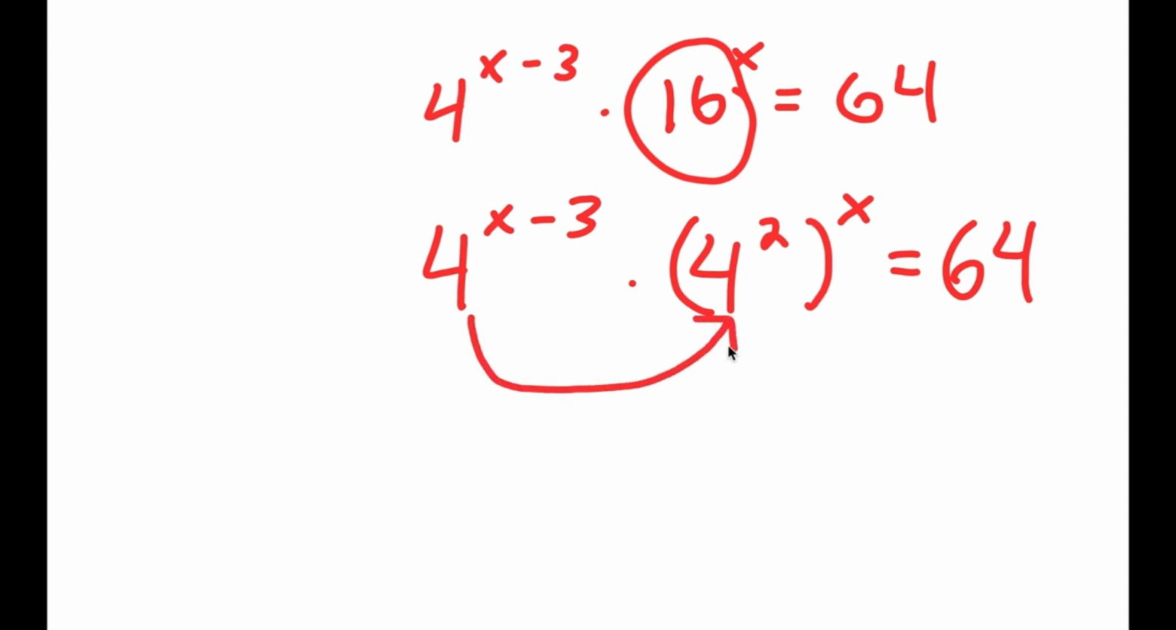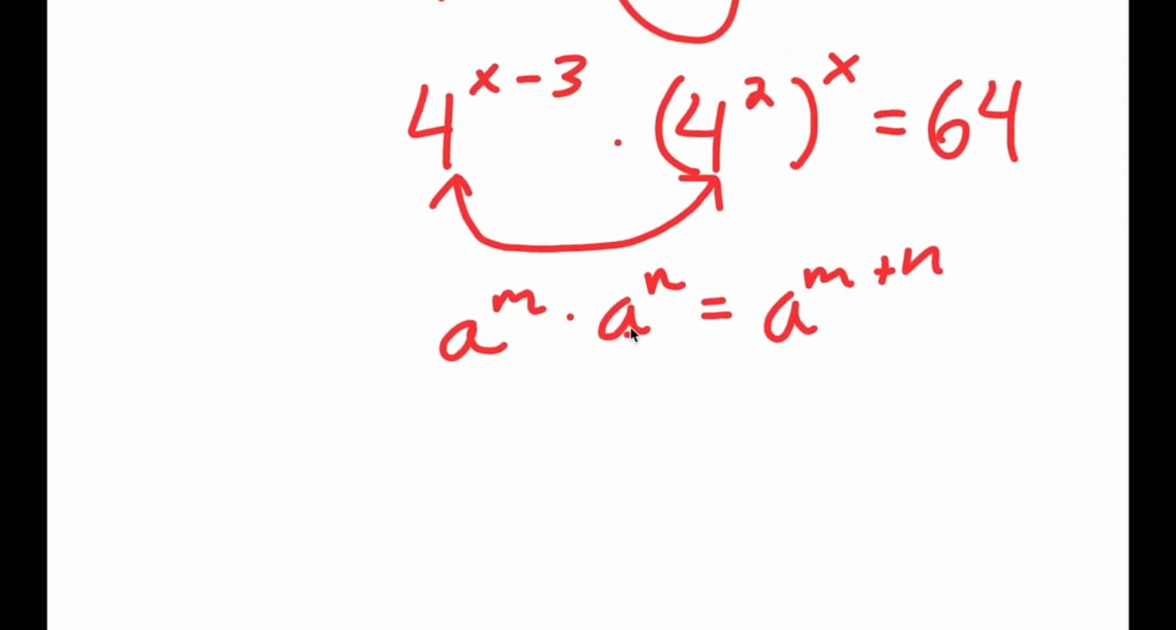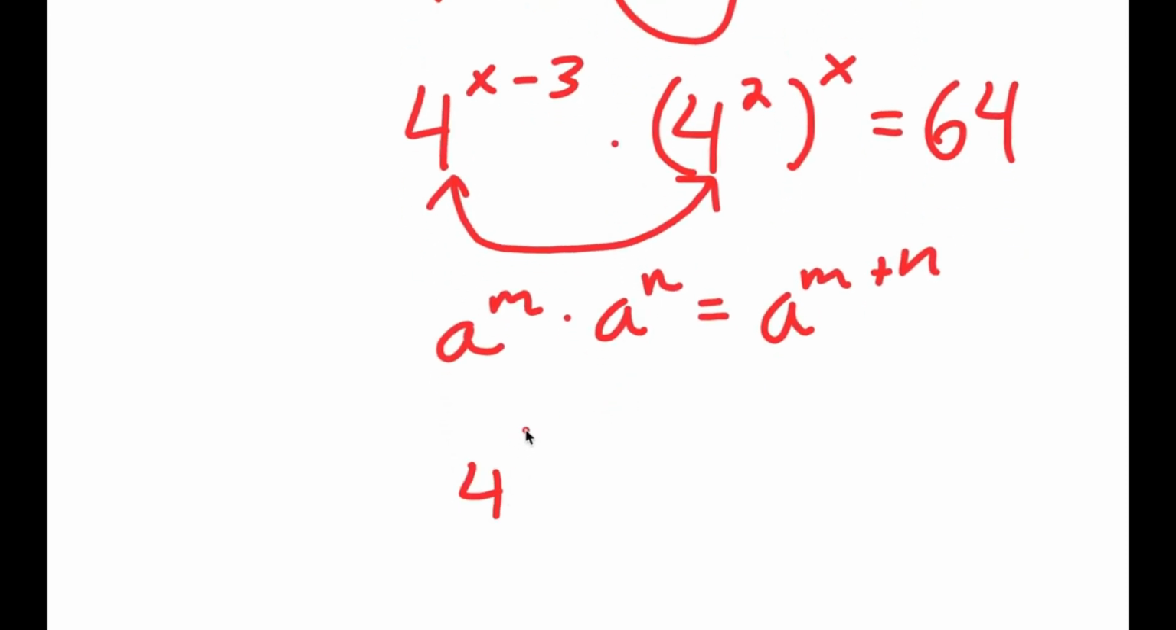Because these two have the same bases, if I have something in the form a to the power of m times a to the power of n, this is equal to a to the power of m plus n. And 4 to the power of 2 to the power of x, that's going to equal 4 to the power of 2 times x, or 4 to the power of 2x. So I have 4 to the power of x minus 3 plus 2x is equal to 64.